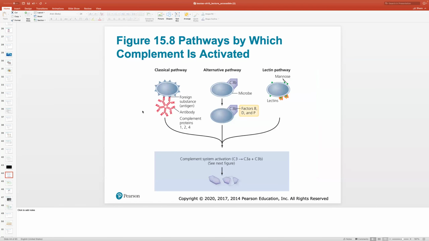Okay, so the classical pathway, you have a foreign substance, which is an antigen, the antibody that's produced by the adaptive system, and then complement proteins 1, 2, and 4. The alternative pathway, the microbe has something on its surface that allows C3 to attach. And then the lectin pathway has mannose on the surface where lectins attach. So let's look at the activation video.